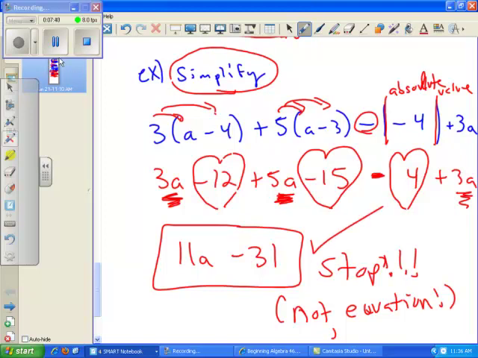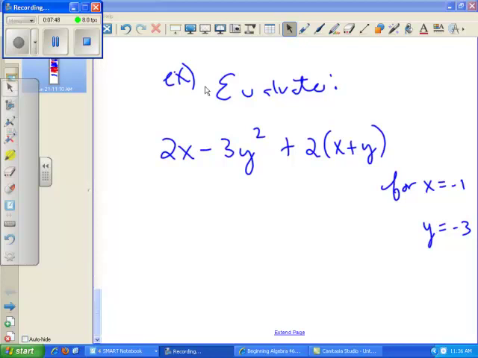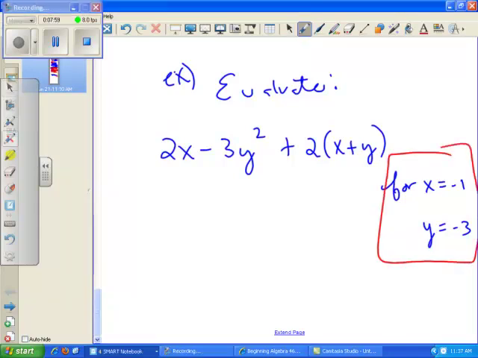All right, now the final skill set here will be to evaluate an expression for a given input. Okay, notice the command is to evaluate. We have an expression, and then it says evaluate this expression for given input. So over here, you have your given input. All right, what does that mean? Well, like I said, informally, plug and chug. But you just have to be careful.